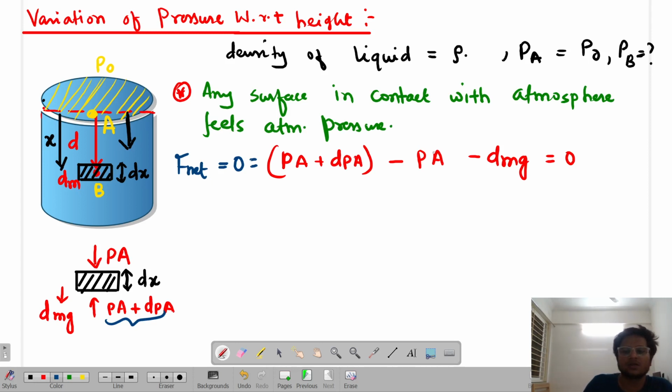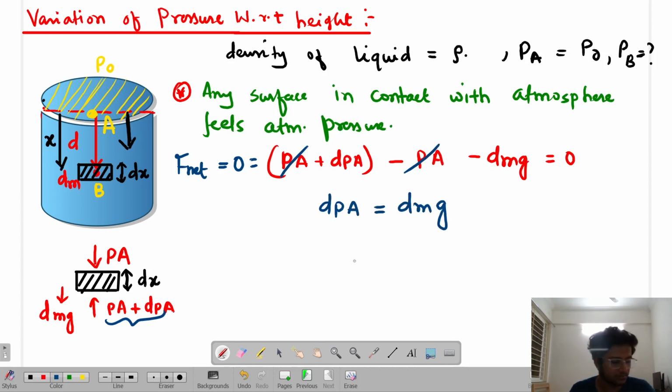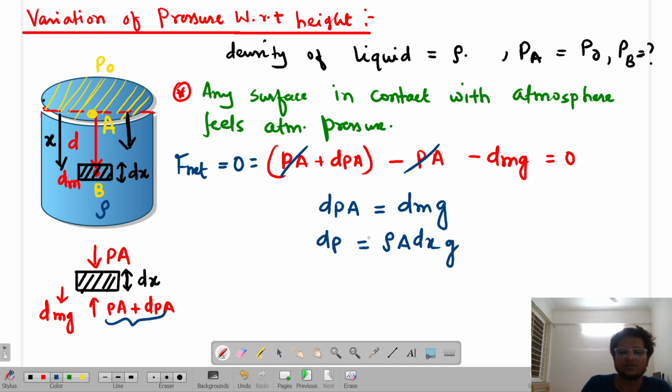Okay. So you see that this and this got cancelled. I'm left with dp into area A is equal to dm into gravity g. That's how it will be, right? So what is dm? dm is equal to mass density into volume. Now what is the density of the liquid? Rho. So rho into volume is area into height dx into gravity g. So look over there, dp into area A also gets cancelled. What I got as the equation is that dp is equal to rho dx into gravity g.